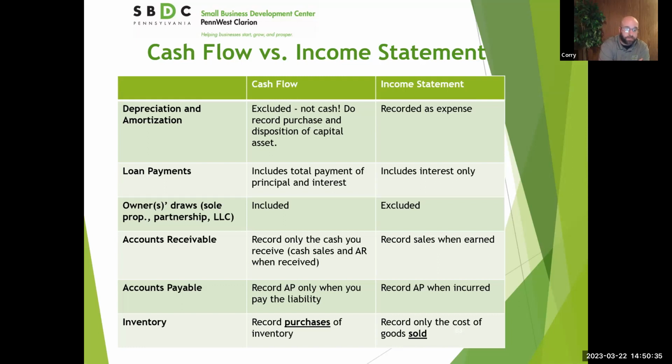Inventory. Inventory shows up on the cash flow statement only when you pay for it. However, inventory only shows up on cost of goods sold under accrual basis. I told you we're operating under accrual basis. When you end up selling that inventory, I guess is what I'm saying. Under accrual basis, it's going to be when you end up selling it.